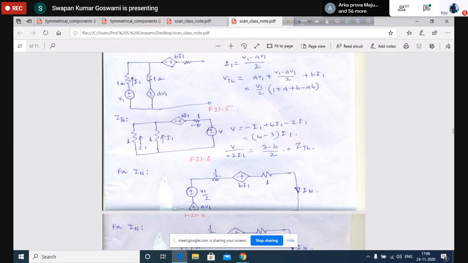So in this loop you write the voltage equation. In this loop you apply KVL.